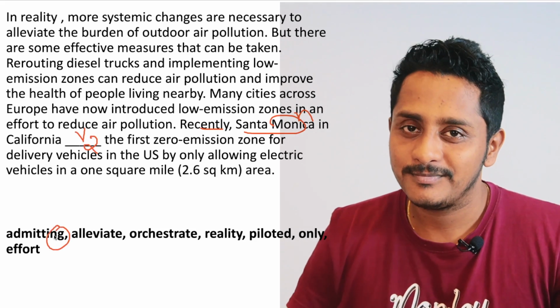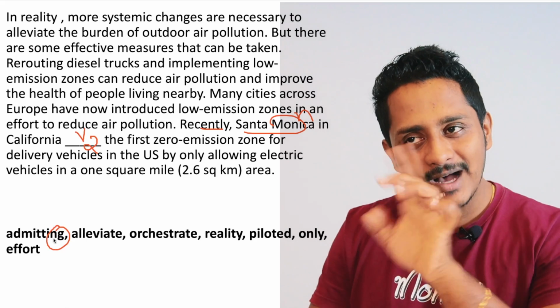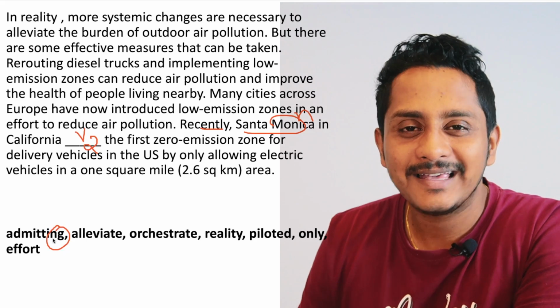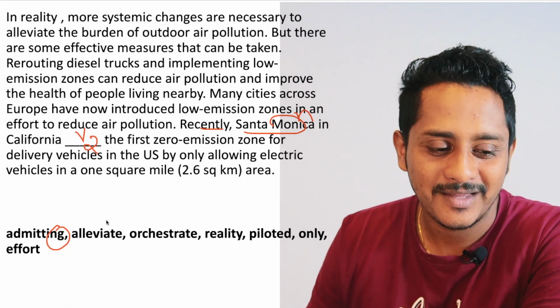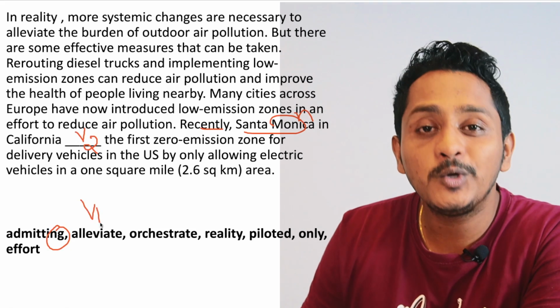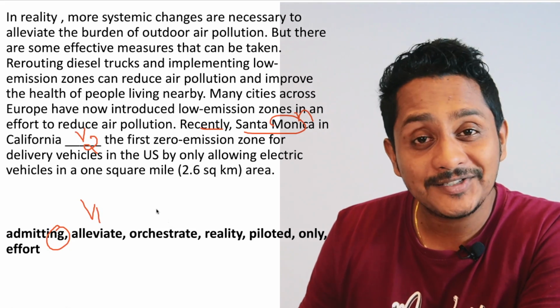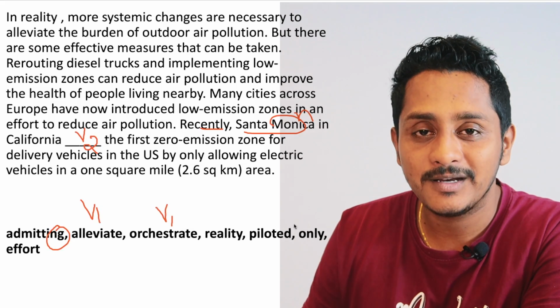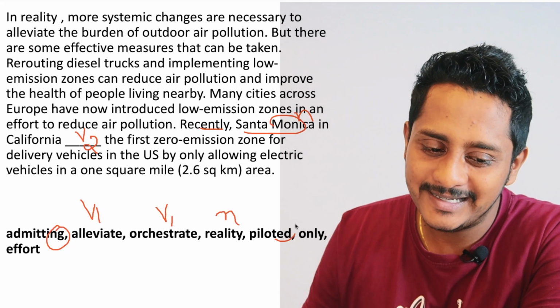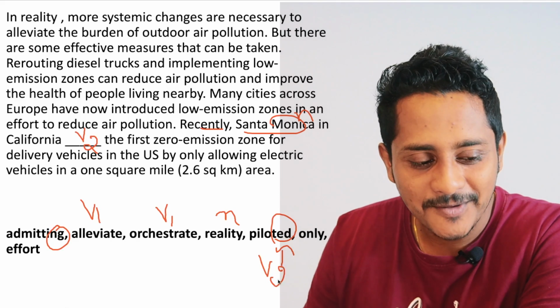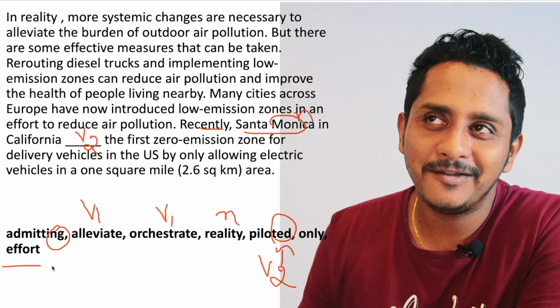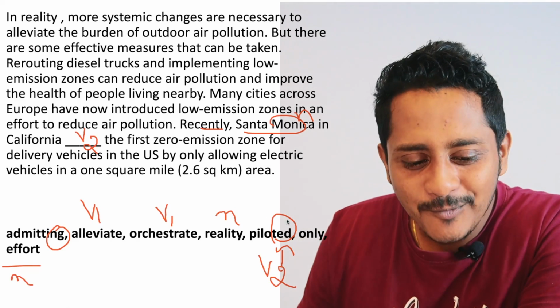ING cannot come. It is admitting, it was admitting, they are admitting. Are, is, was, something has to come. Alleviate is a verb 1. To alleviate. Alleviated is the past tense. Orchestrated is a past tense. This is verb 1. The reality. Piloted is an ED one; these are all verb 2s. Effort. An effort. The effort. This is a noun. So we have only one ED.